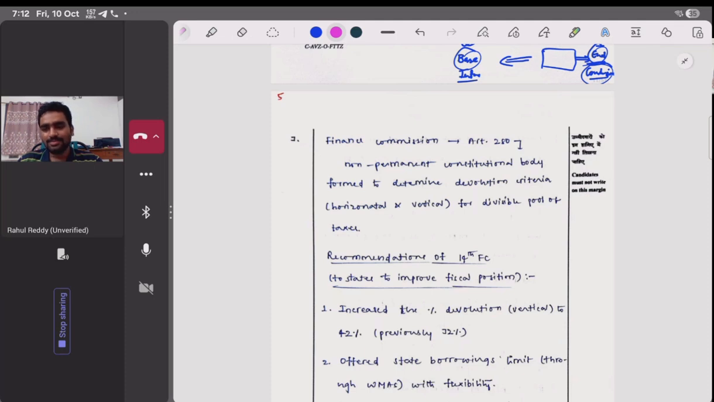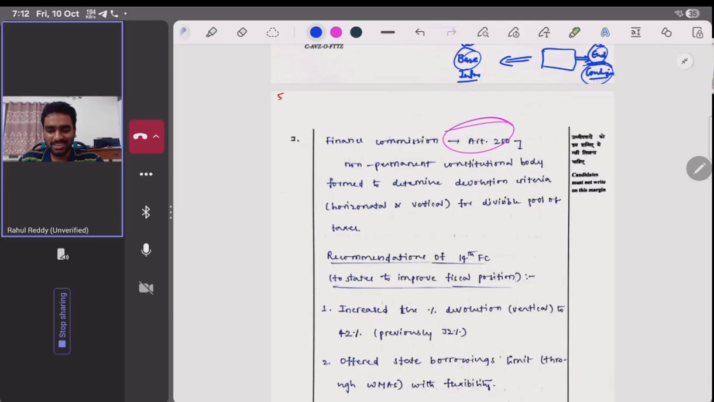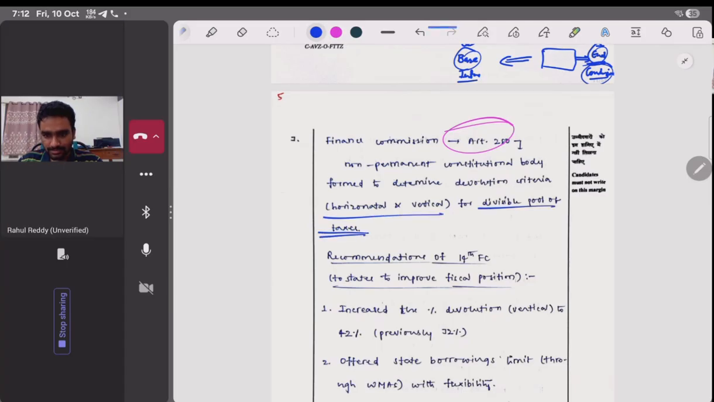Then the third question is Finance Commission. How have the recommendations of the 14th Finance Commission of India enabled the states to improve their fiscal position? Now you have mentioned Article 280, but I bluffed a little on the technicals here, sir. Please excuse me. I'm not here to judge your content. Determine devolution criteria, horizontal and vertical, for the divisible pool of taxes. But what is horizontal? Where is the devolution, between Rahul and Shubham?